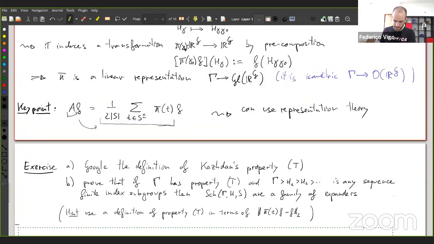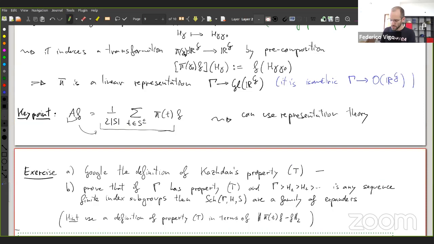You should Google the definition of Kazhdan property T. And then you should use your newfound knowledge to prove that if gamma is a group with property T, and you choose any sequence of finite index subgroups that becomes smaller and smaller, then the Schreier graphs, which are finite graphs, will automatically be a family of expanders. That is, property T will give you expanders for free.